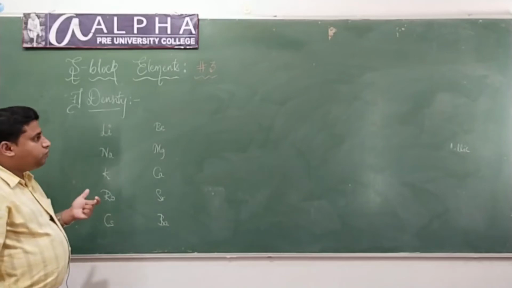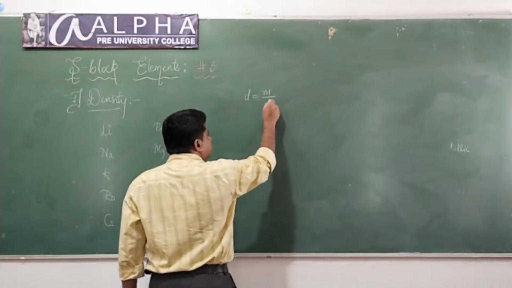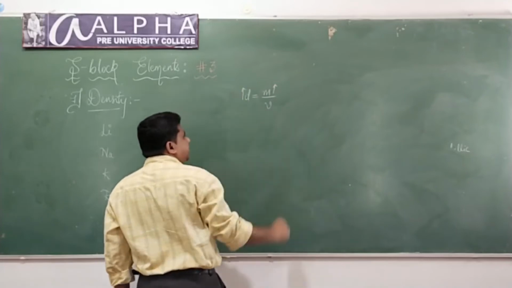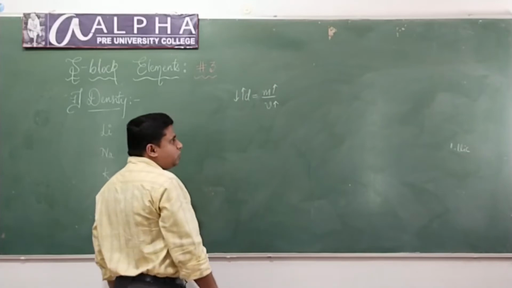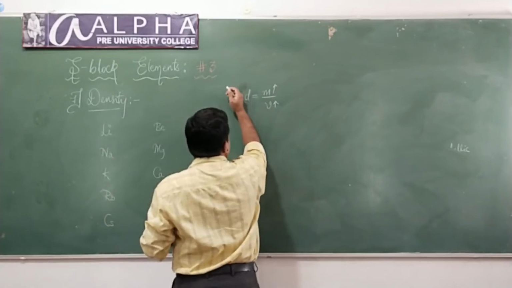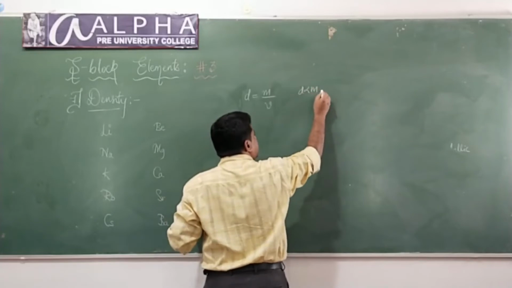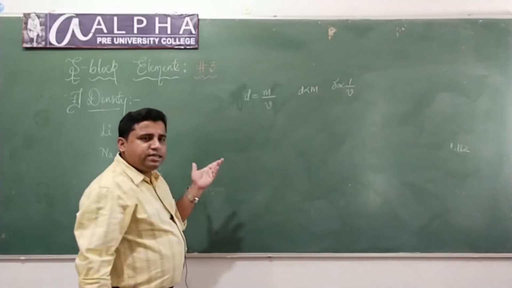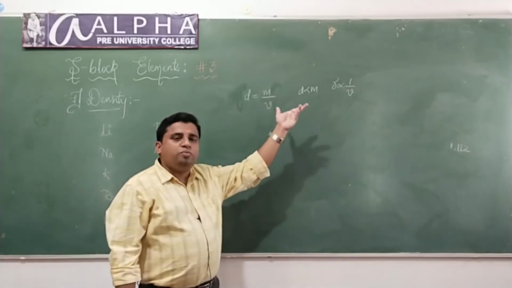We know density is equal to mass by volume, correct? As the mass increases, density increases. As the volume increases, density decreases. Density is directly proportional to mass, whereas density is inversely proportional to volume. As mass increases, density increases. As mass decreases, density decreases. As volume increases, density decreases.